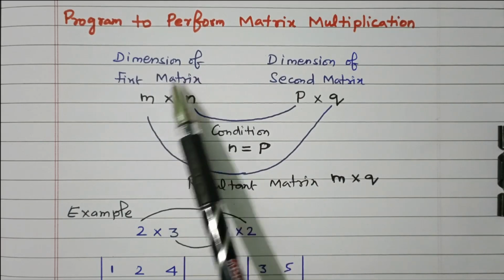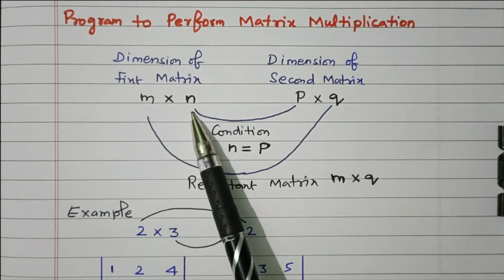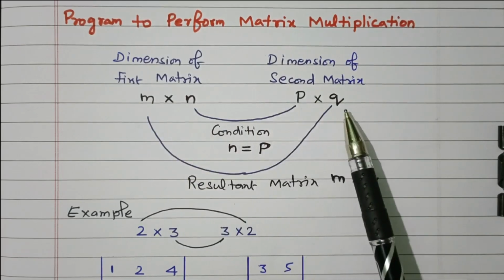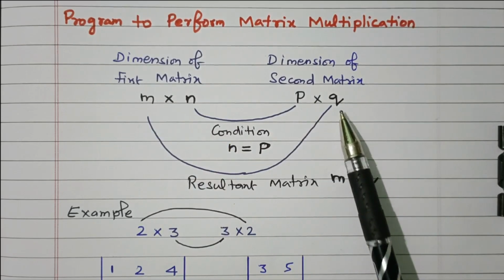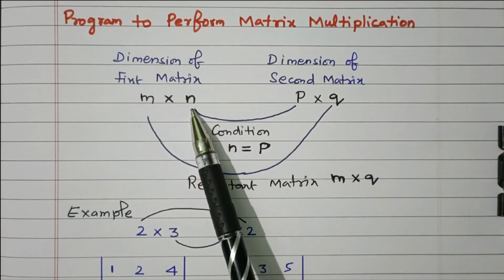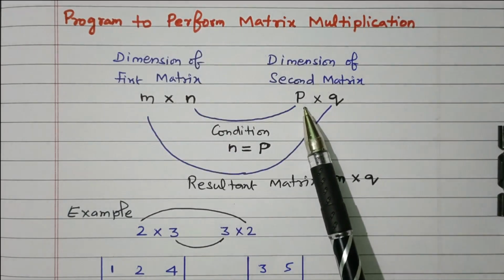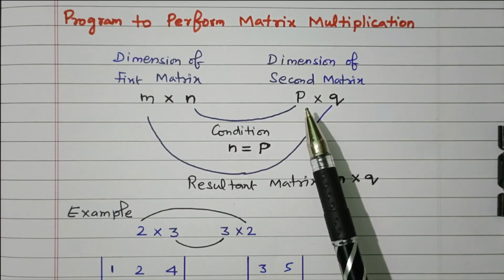So let us consider the dimension of the first matrix is m into n. That is, the number of rows is m and the number of columns is n. Similarly, the dimension of the second matrix is p into q, the number of rows is p and the number of columns is q, right? What is the condition for this? The n, the number of columns in the first matrix, is equal to the number of rows in the second matrix. Then only we can perform the matrix multiplication.